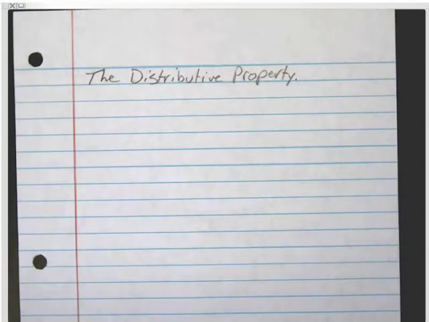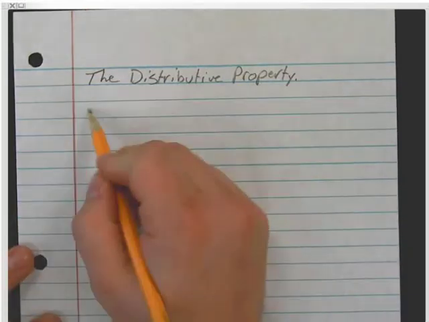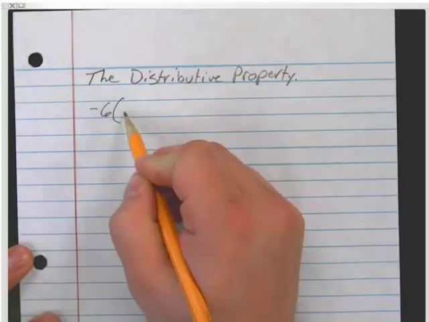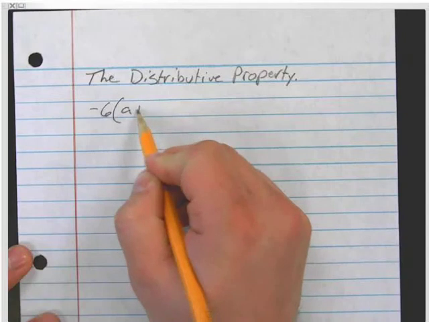Alright, hi guys. The second skill we learned in the algebra unit is the distributive property. I'm going to go through a couple different problems that show you how to do this in pretty much every example I could think of, every variation of example. So the first one we're going to start with is negative 6 times the quantity A plus 8.